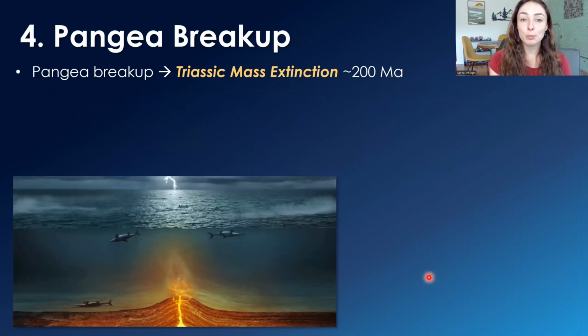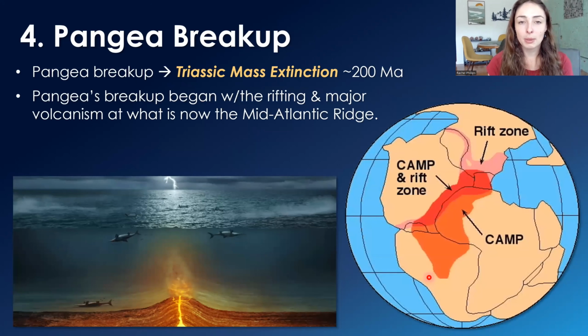But it wasn't just the formation of Pangea that was devastating to life. The breakup of Pangea also caused major devastation in the very next mass extinction event, the Triassic mass extinction, around 200 million years ago. As Pangea began to break up with rifting and major volcanism in what is now where the mid-Atlantic ridge is.